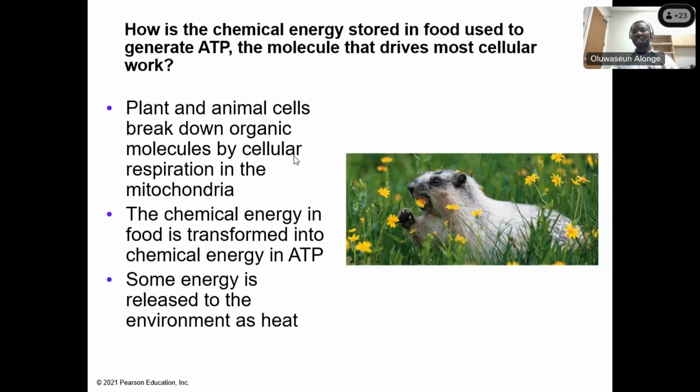Plant and animal cells break down organic molecules by cellular respiration in the mitochondria, and I'll talk about that. The chemical energy in food is transformed into chemical energy in ATP. So your food is converted into ATP. The key thing about cellular respiration is that it requires oxygen, and since it requires oxygen, it involves the mitochondria. That is the organelle responsible for oxygen in your cell.